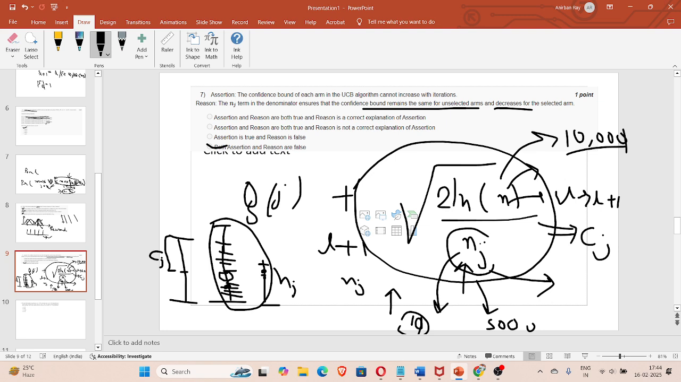Okay. So if n is large but nj is small, comparatively negligible, and increasing this one, this is also getting increased. How is the bound decreasing? This is the point, right?